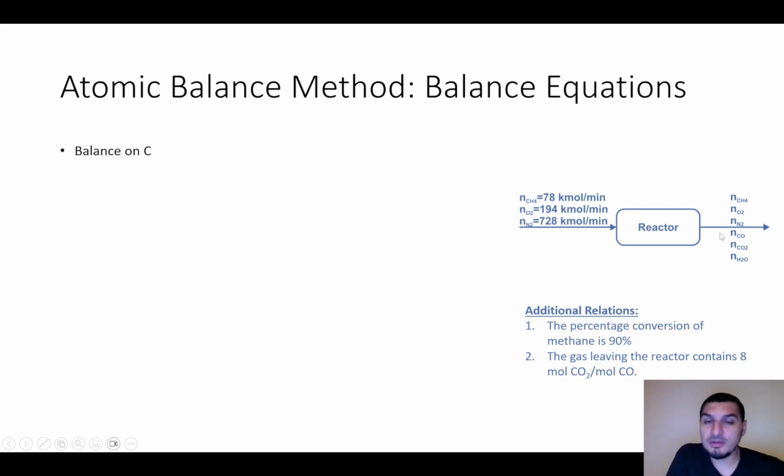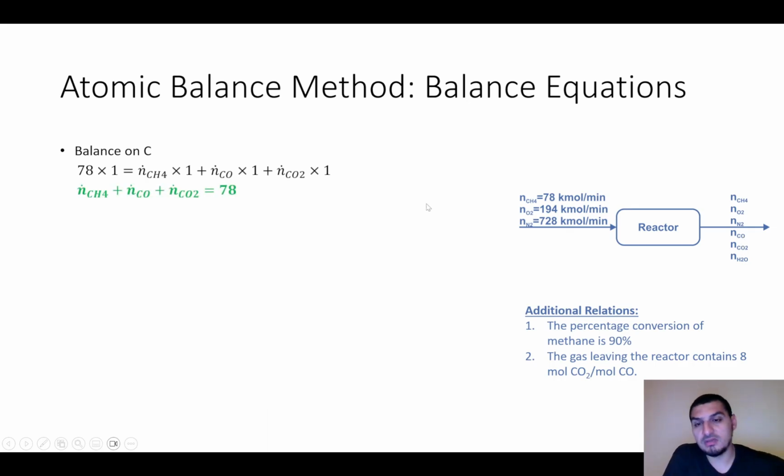In the atomic balance method, we have to be careful to take into account all the compounds that contain this element, especially if you have a big list of compounds in any of the two streams. This is something that needs to be done with care. Anyway, writing the balance on carbon, we have 78 equals the methane times 1 plus carbon monoxide times 1 plus the number of moles of carbon dioxide times 1. So this is the first equation.